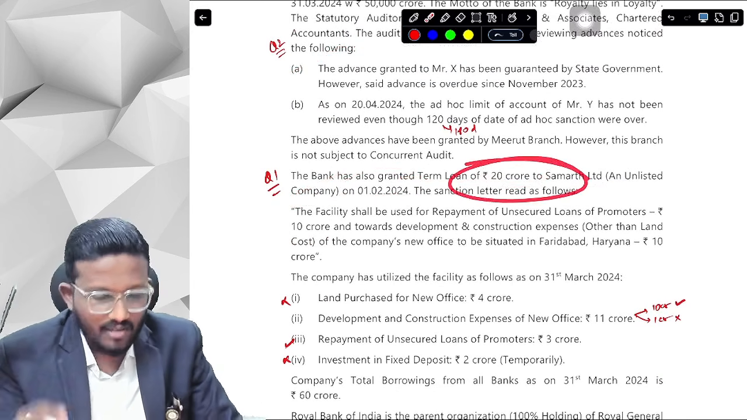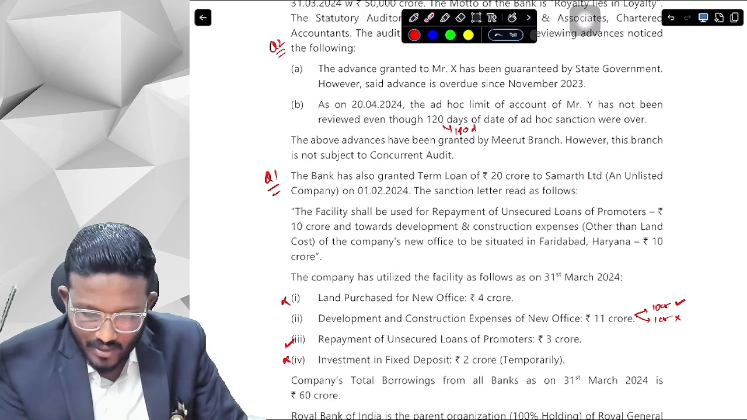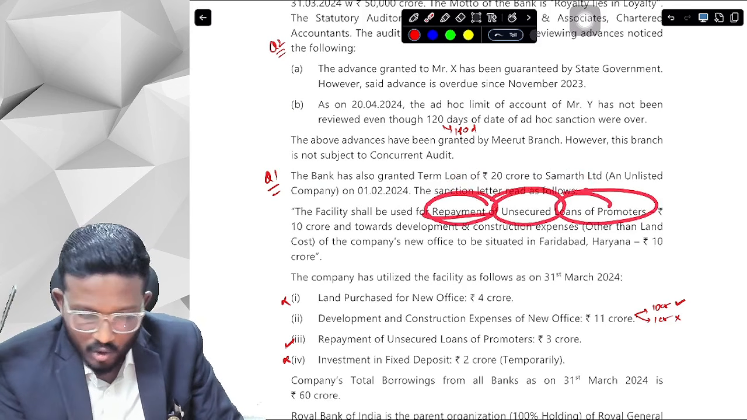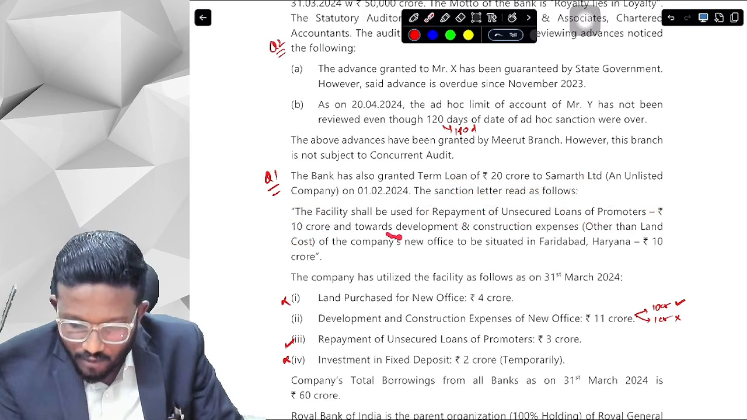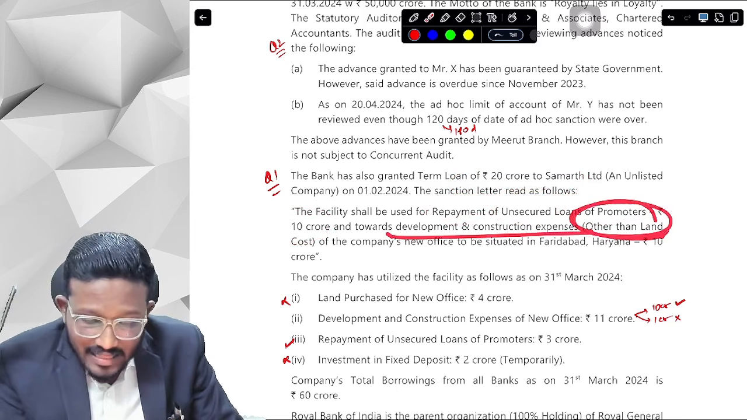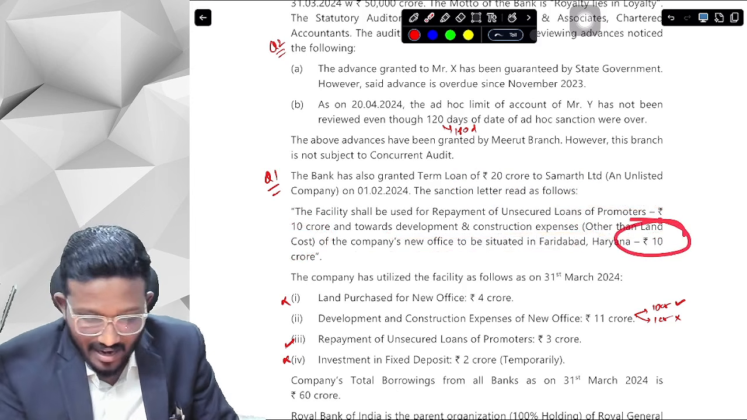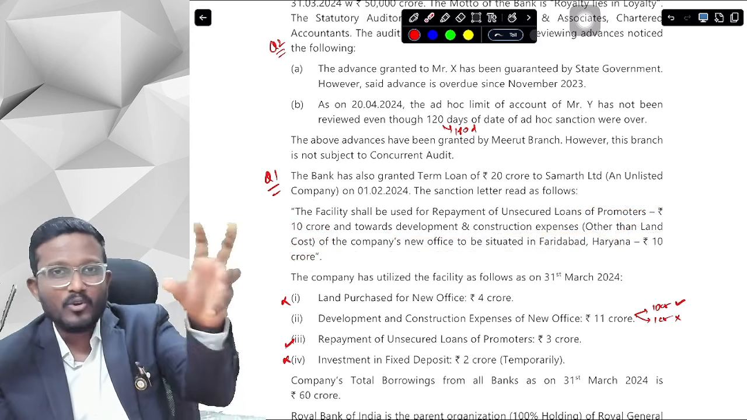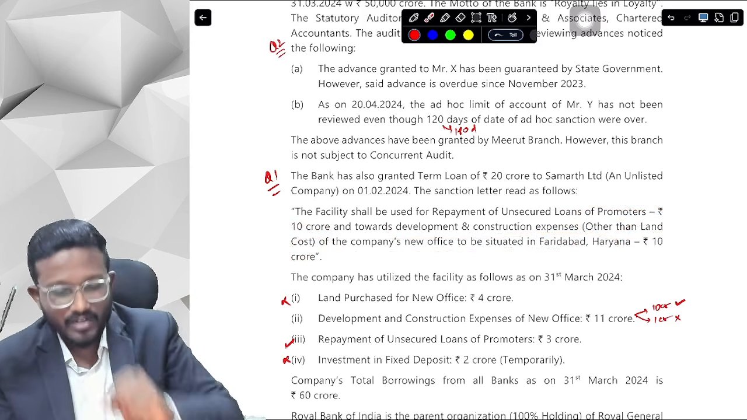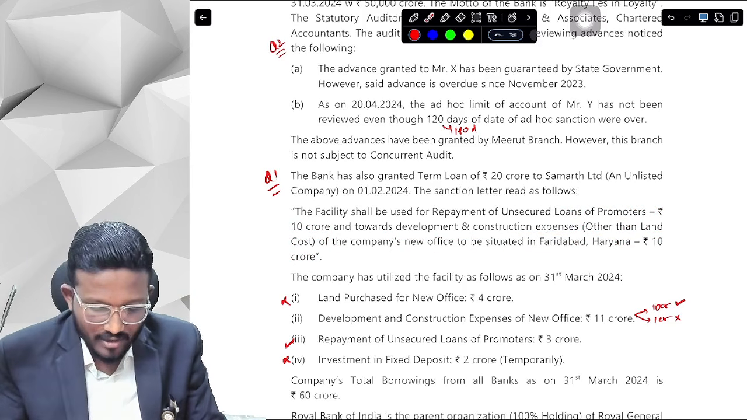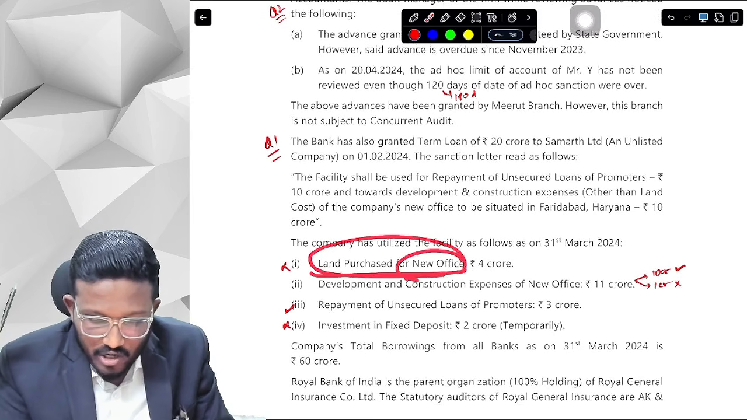What does the sanction letter mention, sir? That you can use it for repayment of unsecured loan to promoter, 10 crore, and towards development and construction expenses other than the land cost for the new office in Faridabad, Haryana, 10 crore rupees. So you can bifurcate 10 crore each. These are the purposes for which you have taken the loan. Now, how have you utilized it? First of all, you have purchased land for the new office for 4 crore.